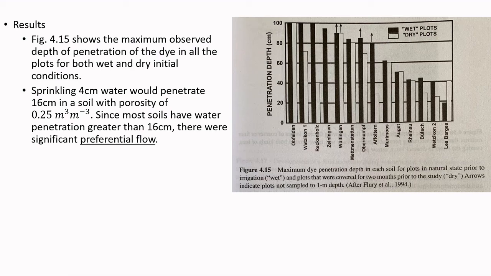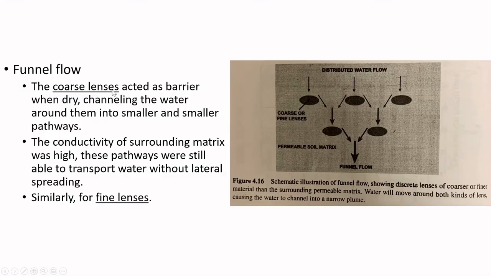So you can say that the soil is non-homogeneous in general. Certain parts of the soil matrix are more prone to flow than other parts of the soil. All right. So here is an example of funnel flow. Let us look at figure 4.16. Figure 4.16 shows a schematic illustration of funnel flow, showing discrete lenses of coarse or finer material, and then the surrounding permeable matrix.